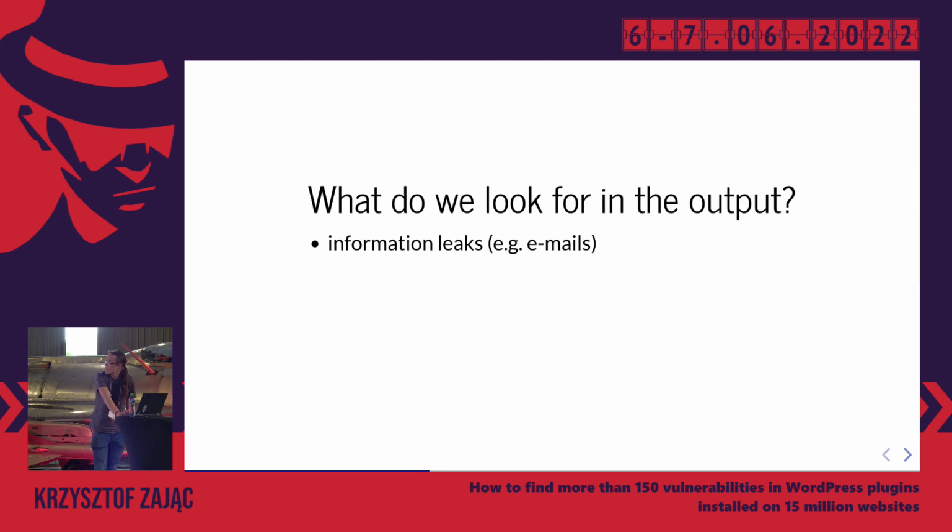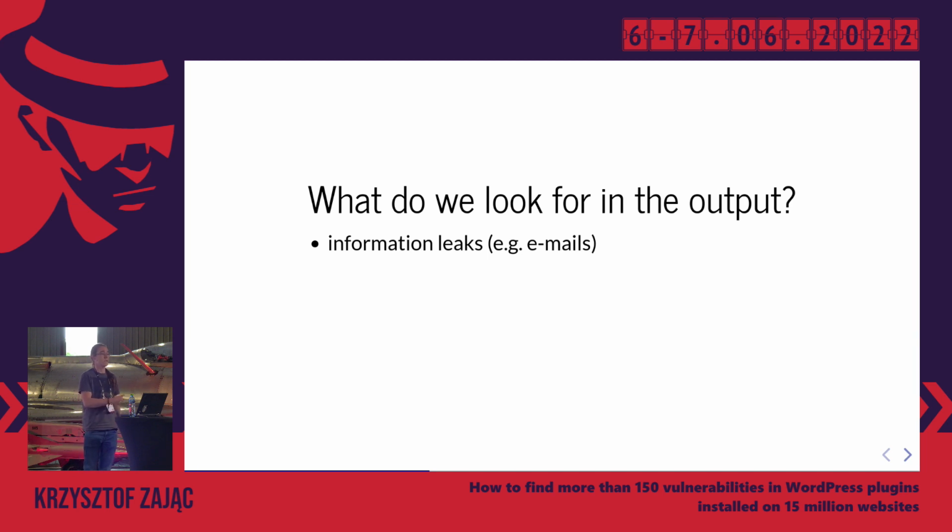So yeah, this is the first thing we look for. The second thing we look for is information leaks. For example, if we execute an API endpoint and we see the administrator email or a list of all user emails, yeah, I've seen plugins doing that, then it's an interesting bug, because we know we can extract all the emails from the website.